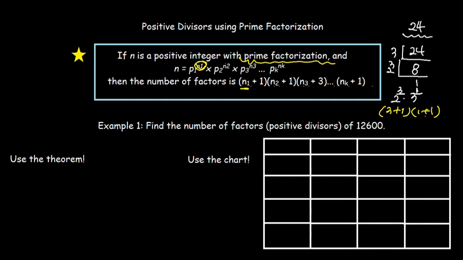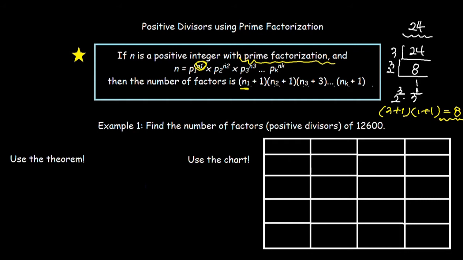3 plus 1 equals 4, 1 plus 1 equals 2, 4 times 2 equals 8. So without even having to list out all the factors of 24, we can immediately find how many there are in total, right?